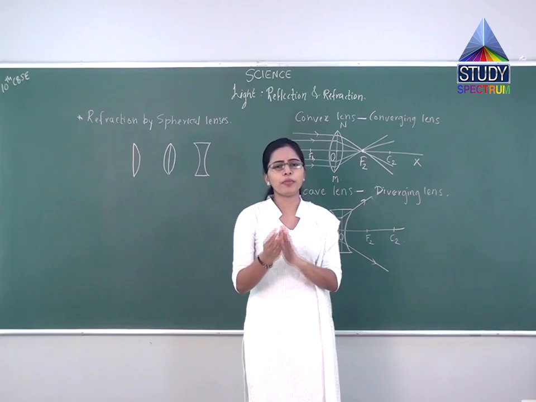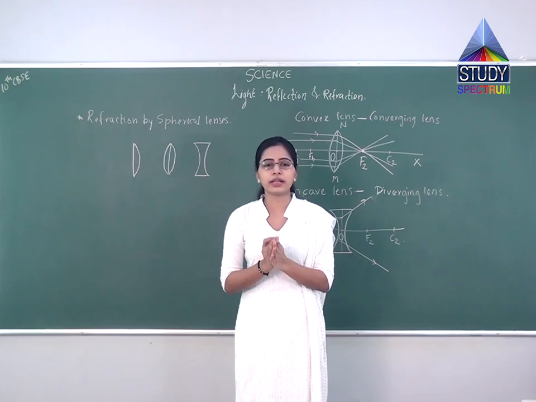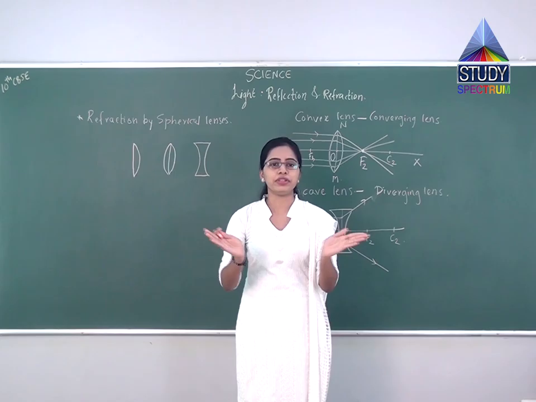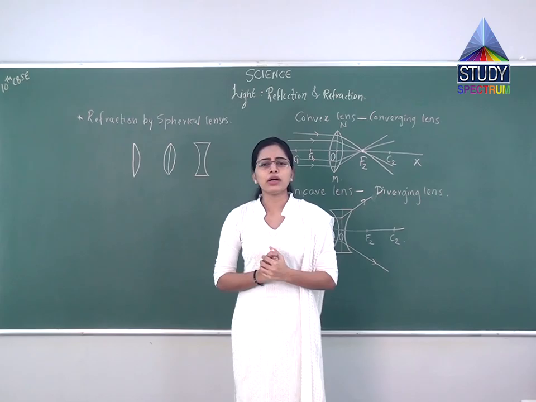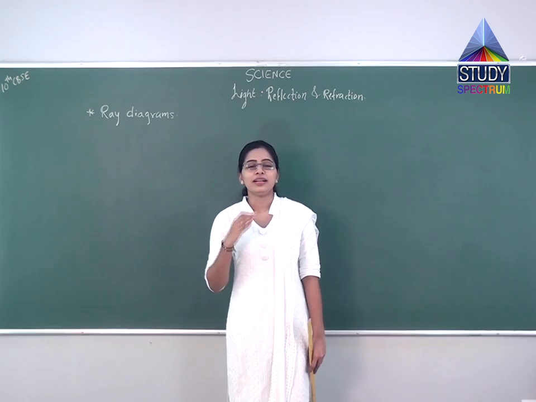If you are performing the experiment with a concave lens, you will not get a similar result, because for the concave lens all the rays are diverged, so the burning of the paper will not happen there. So now let us move to our next part. Now we will study the ray diagrams for convex as well as concave lens.